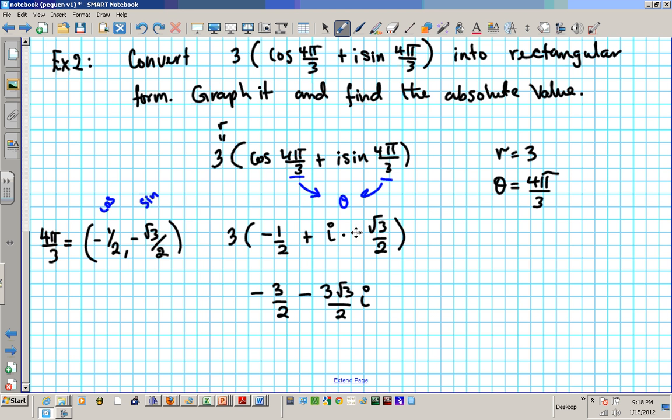I just switched the i and the root 3. I moved them around. This is a product right there. Okay, so this is the standard form. Let's write the number first before the i comes next. So this is the polar point. This is the polar point, converted to a rectangular form.